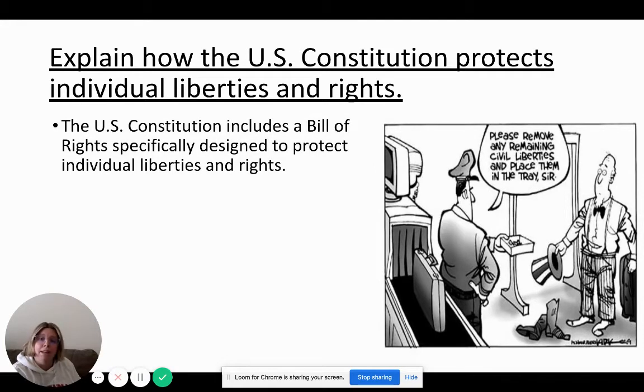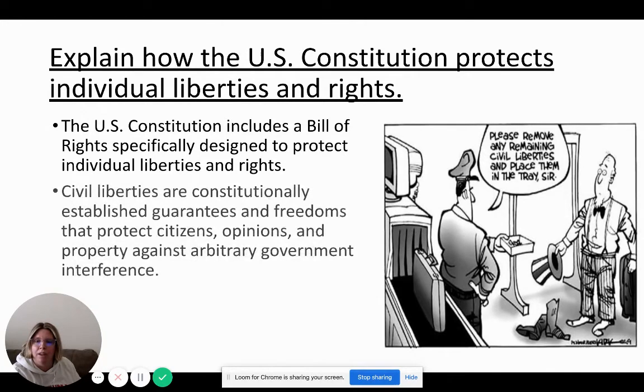So we have the Bill of Rights, and that has specific protections within it designed to protect our liberties, designed to protect our rights. There are constitutionally established guarantees, freedoms against what they call arbitrary government interference. If you say that word arbitrary, it just means random, like the government trying to come into your home whenever they feel like it. That's arbitrary. If they think that I have illegal weapons or drugs, and they have evidence of that, then it's not arbitrary. It's not random at that point.